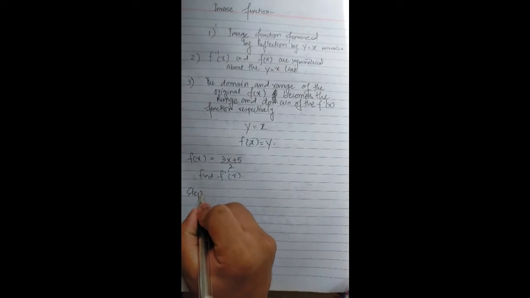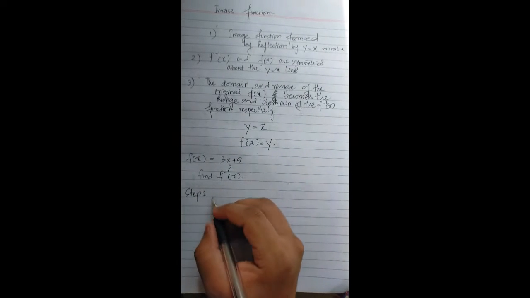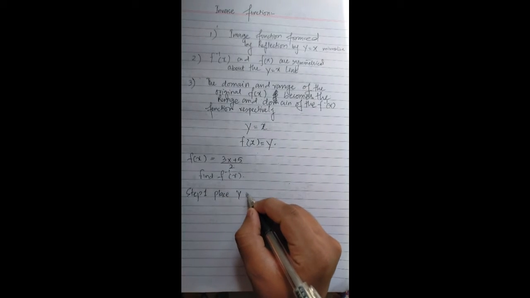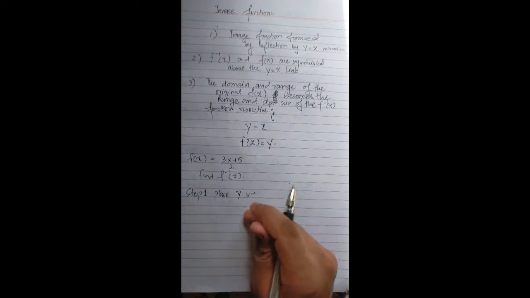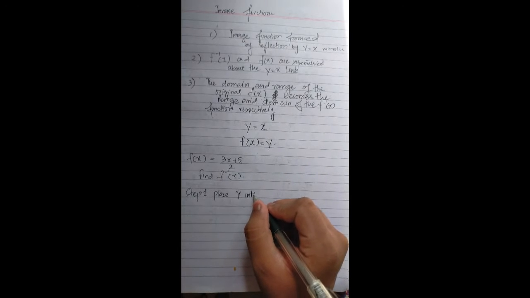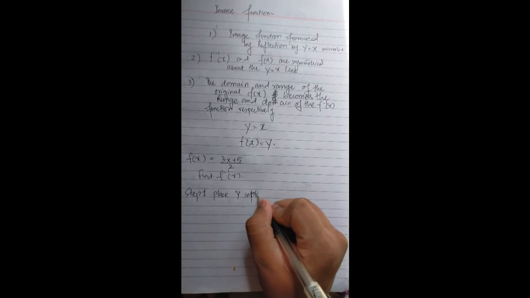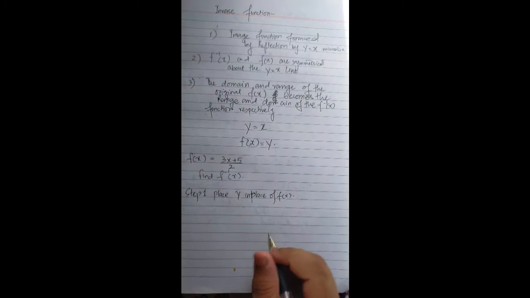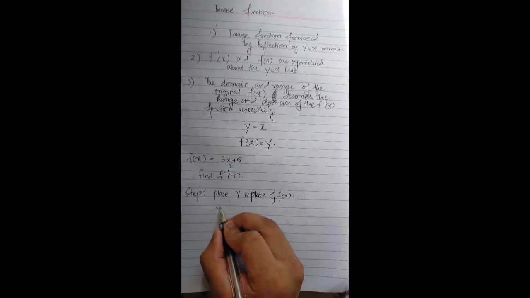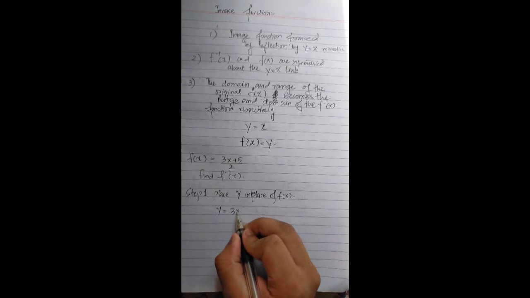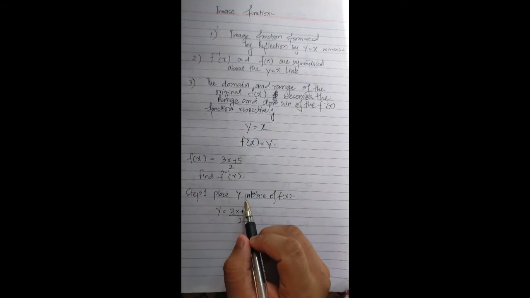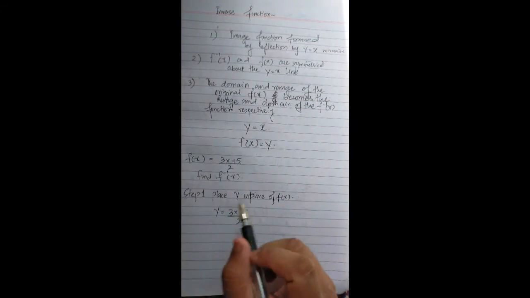Step 1, place y in place of f of x. Y will be (3x plus 5) upon 2. Same thing I have done. Place y in place of f of x.